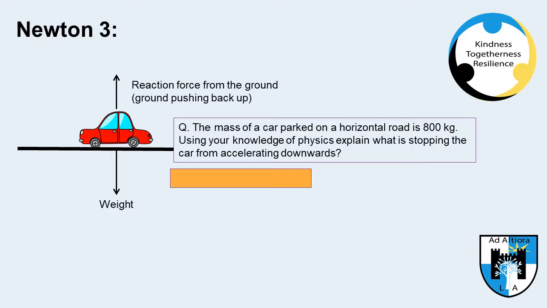Okay, this is a Newton's third law question. And this is the kind of question you might be asked in terms of having to explain something. It says that the mass of a car parked on a horizontal road is 800 kilograms. Using your knowledge of physics, explain what is stopping the car from accelerating down the way.